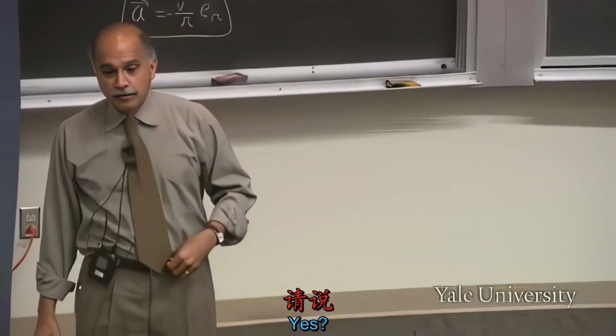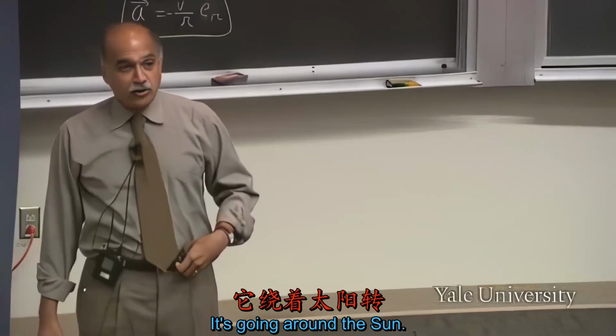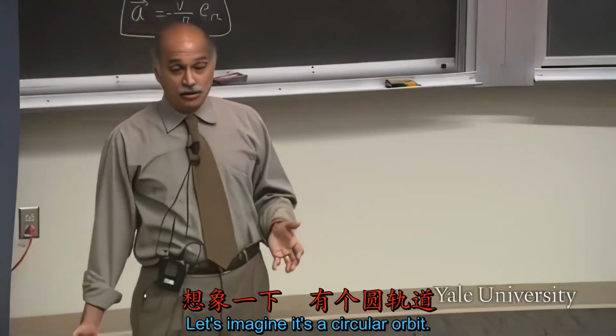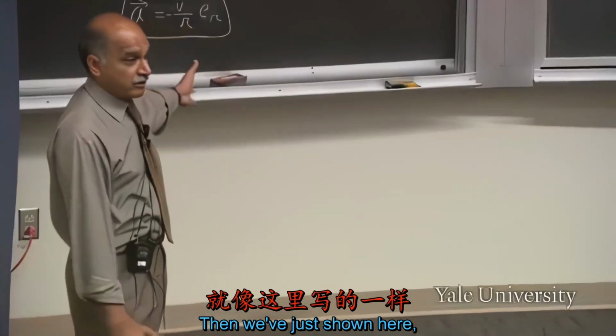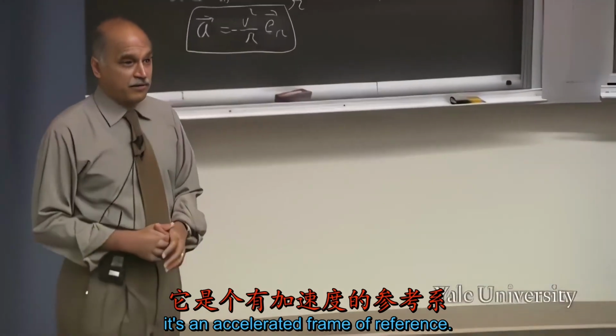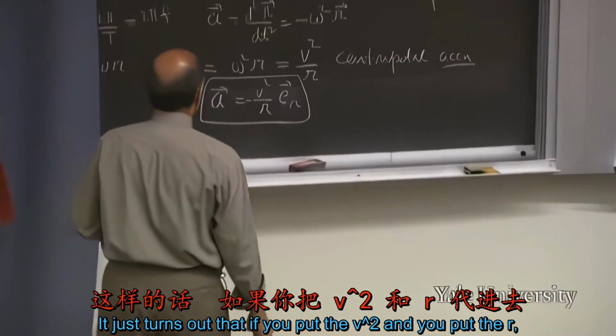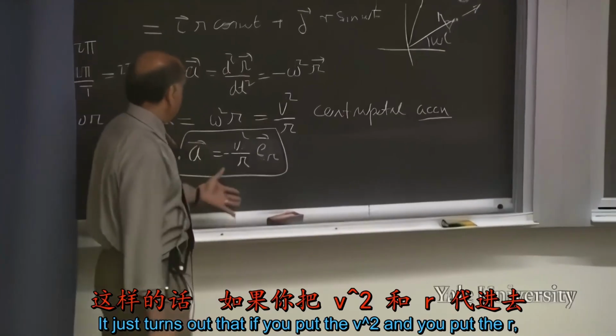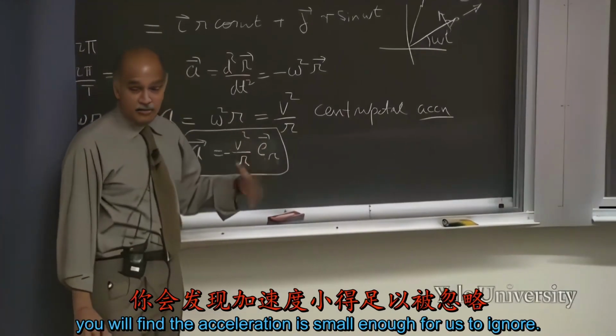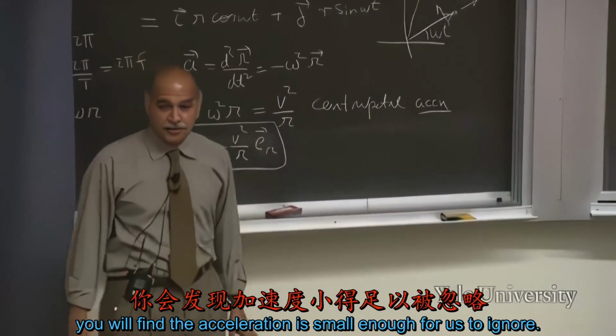Yes? It's going around the sun. Let's imagine it's a circular orbit. Then we've just shown here it's an accelerated frame of reference. It just turns out that if you put the v squared and you put the r, r is 93 million miles, you will find that acceleration is small enough for us to ignore.